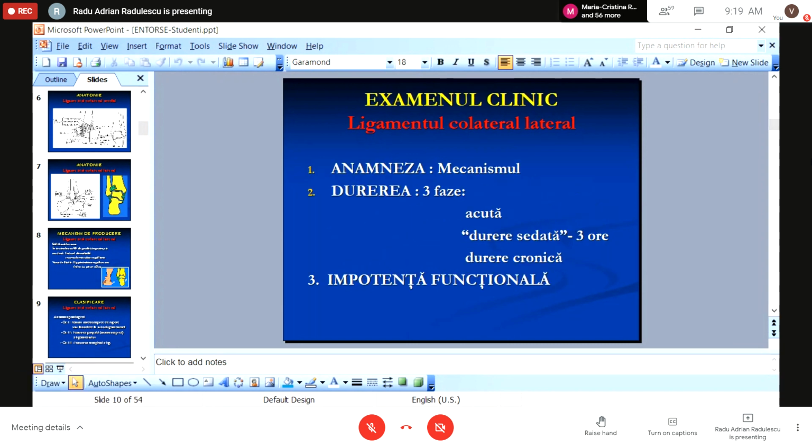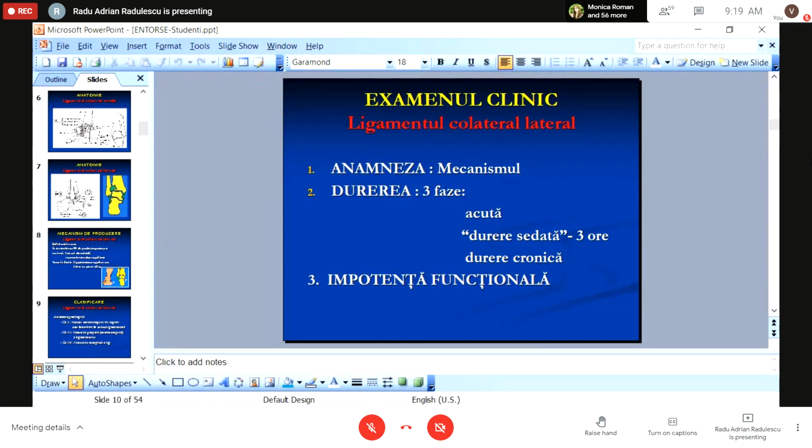How can we diagnose an ankle sprain? First of all, we need to find out about the history of the trauma. If the patient can describe the mechanism, I mean the position of the foot at the time of the trauma, or let's say the circumstances in which the trauma happened, then we may detect from the very beginning which parts of the ligaments are suspected to be torn.